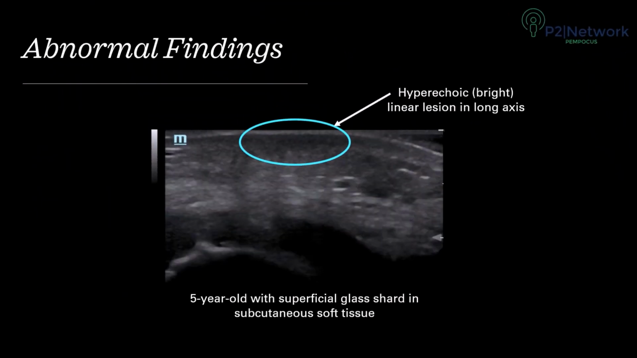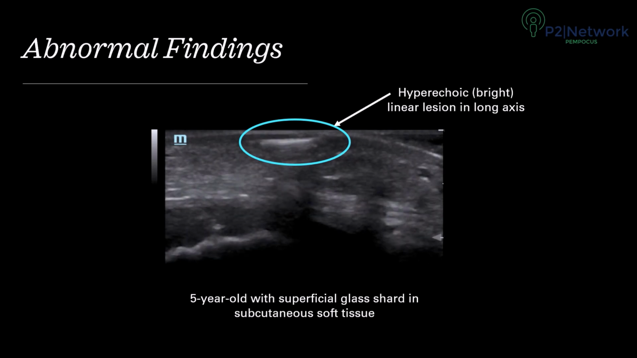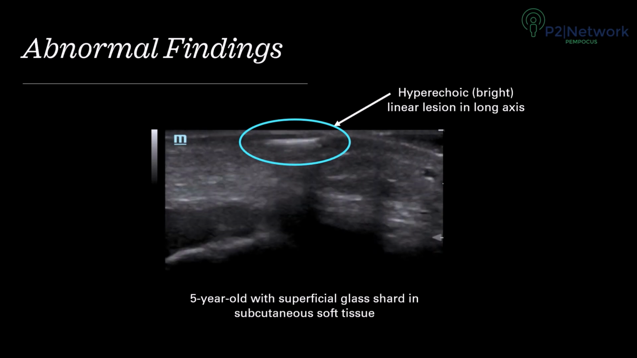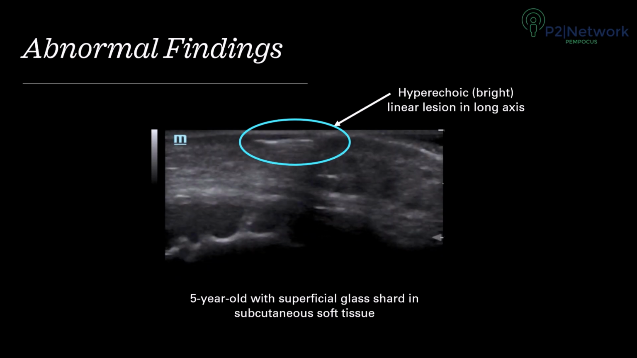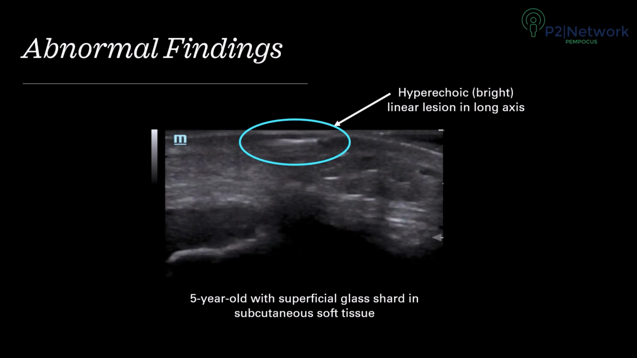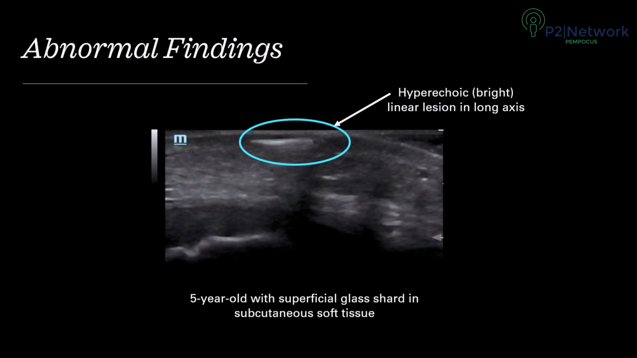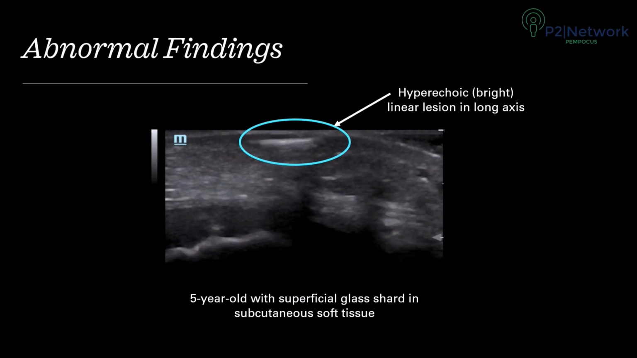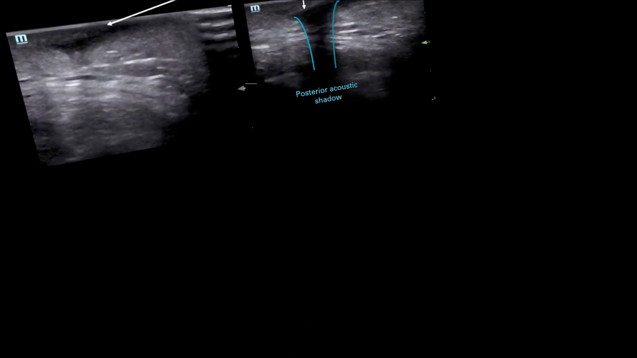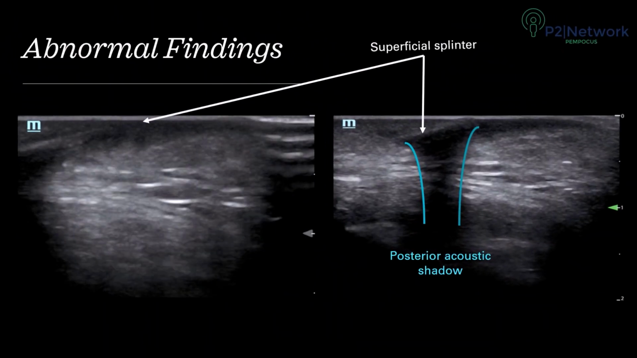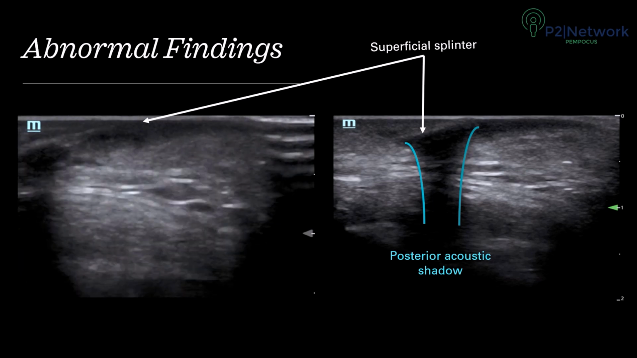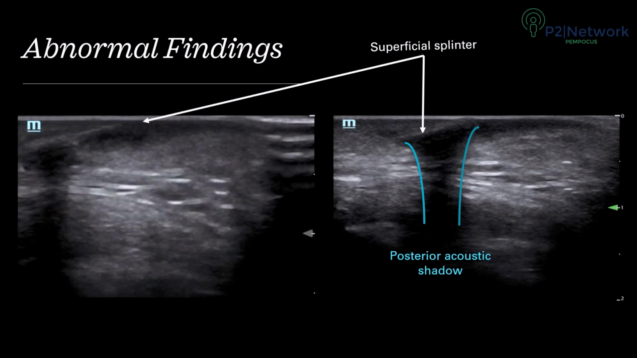Notice you've got your epidermis up here, subcutaneous tissue, and you can see what looks like a foreign body with some shadowing and posterior acoustic shadow. This was read as a linear foreign body seen just under the skin surface. Here you can see that it looks like a wood foreign body. You do have this posterior acoustic shadowing.